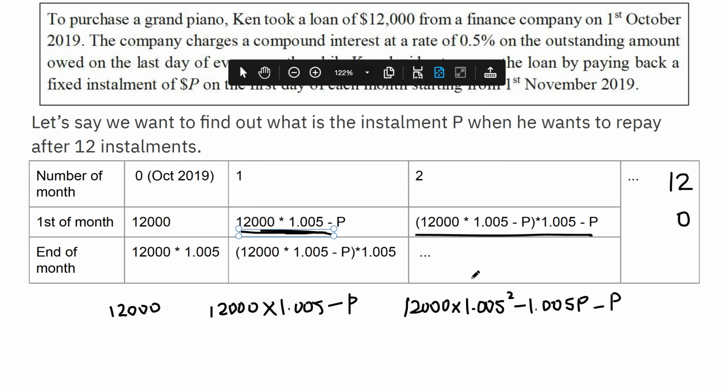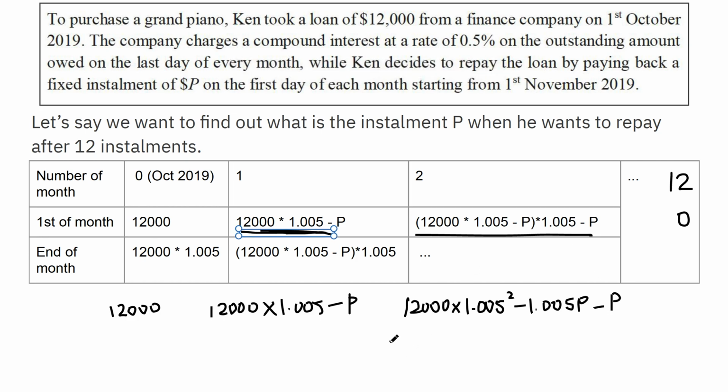How about the start of the third month? At the start of the third month, we multiply this whole thing by 1.005 again. So it becomes 12,000 times 1.005 cubed minus 1.005 squared P minus 1.005 P.